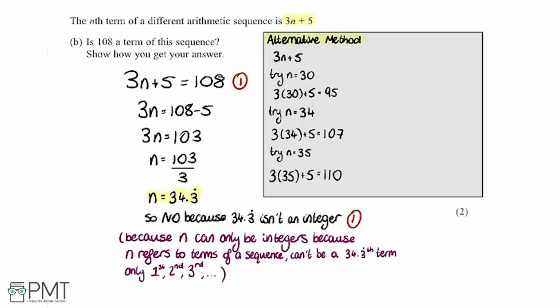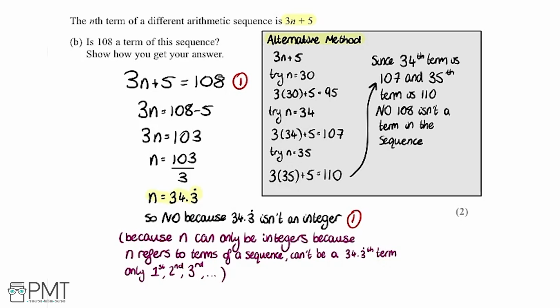So as our 34th term is 107, and our 35th term is 110, we know that 108 isn't a term because there's nothing in between the 34th term and the 35th term. So as our conclusion, we could say, since the 34th term is 107 and the 35th is 110, no, 108 isn't a term in the sequence. So in this working of it, you get 1 mark for doing some of this work here, and get another mark for saying no, and giving a little bit of an explanation for it.